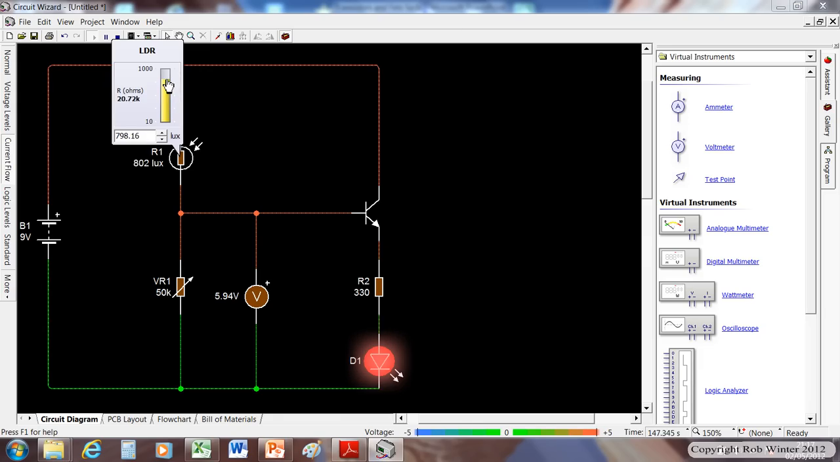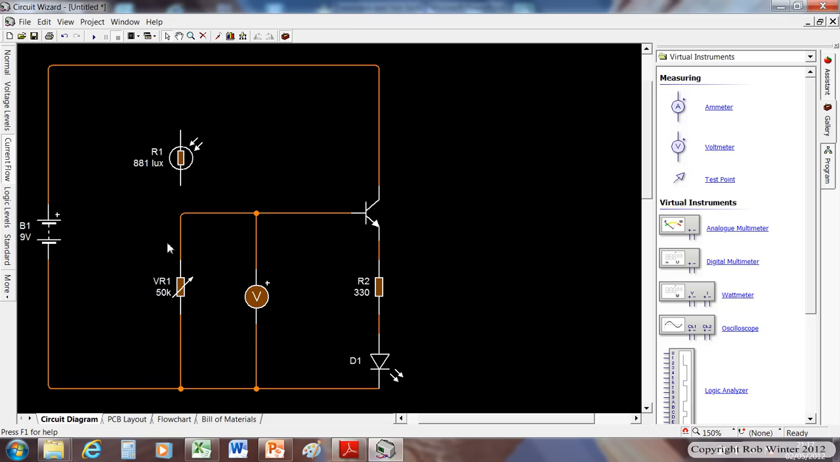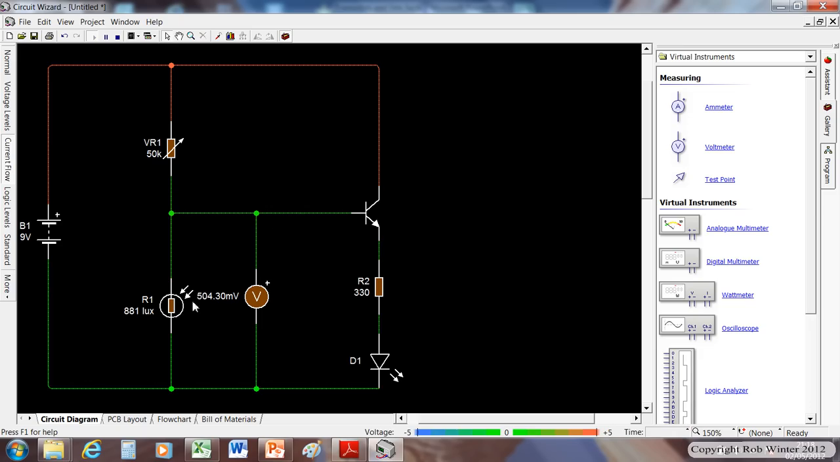This would be a light that comes on as it gets light outside. I could actually make the reverse of that. I could make a night light, and all I'm going to do is swap these two around. So I'm going to put my resistor on the top and my LDR on the bottom, and what we should expect to see now is when I make it darker, the light should come on.